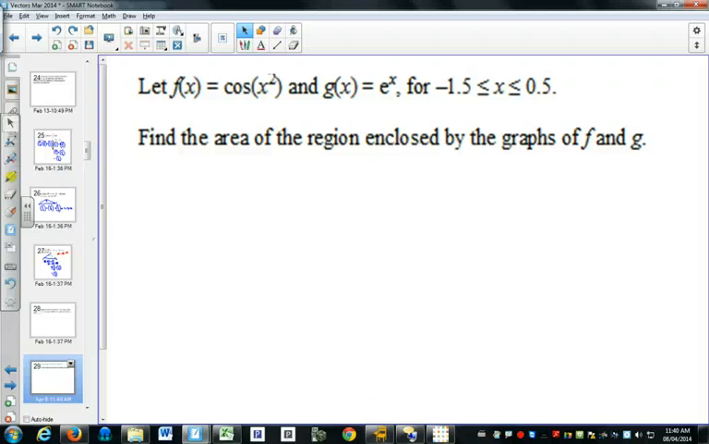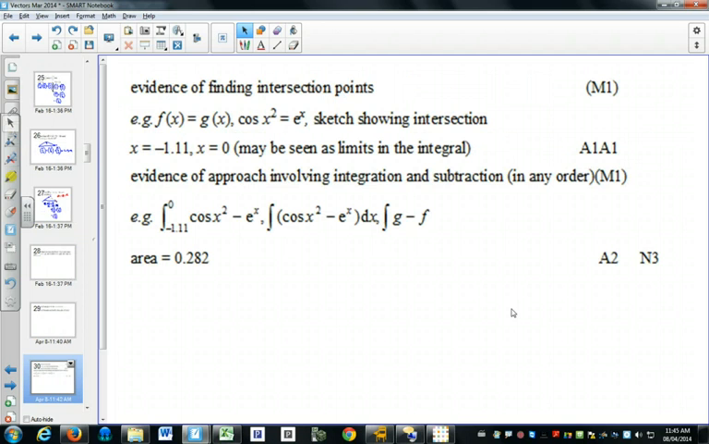Here is review question number 1. So what you're going to do first is find out where they intersect. Because if you want to find the area between the two curves, you need to know from where to where you need to find that area.